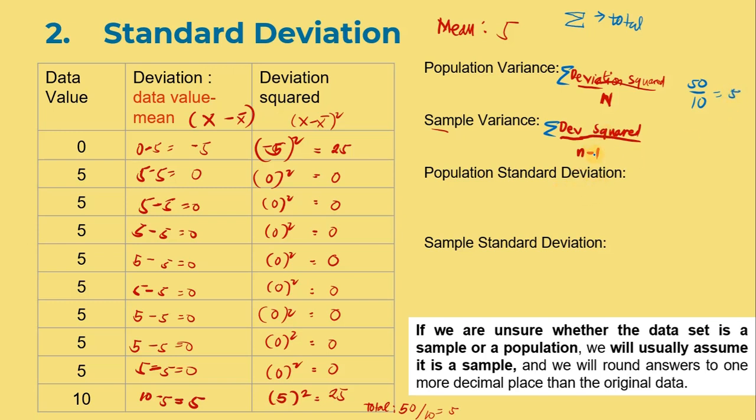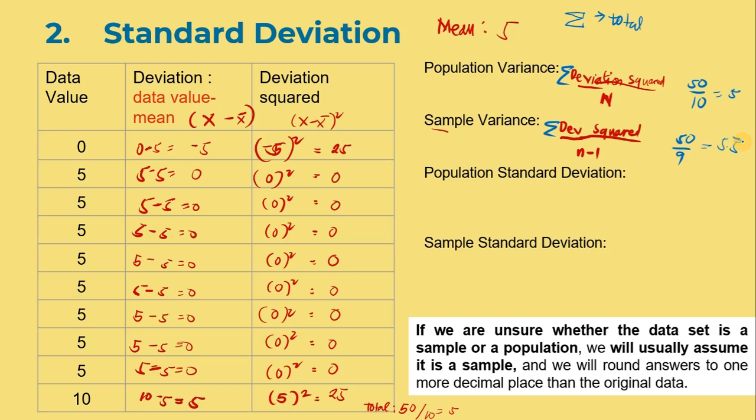Next, your deviation squared over n minus 1. So 50 divided by 9. So what is that? Let's try to solve it. 50 divided by 9 is 5.5. It is a bit bigger than 5.